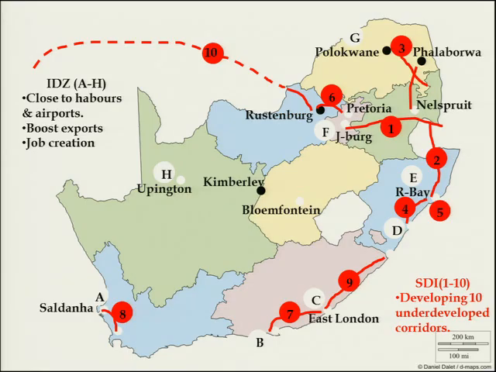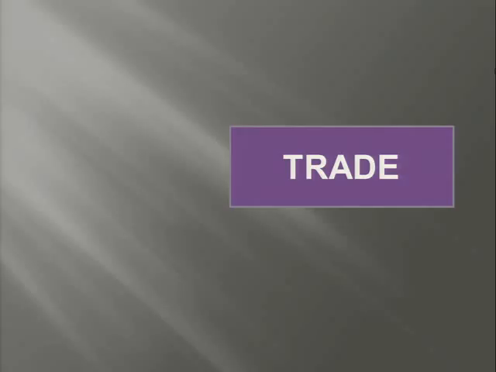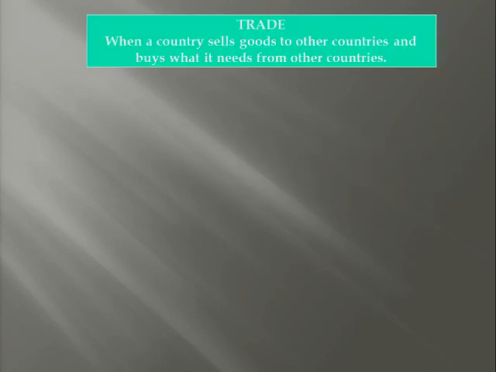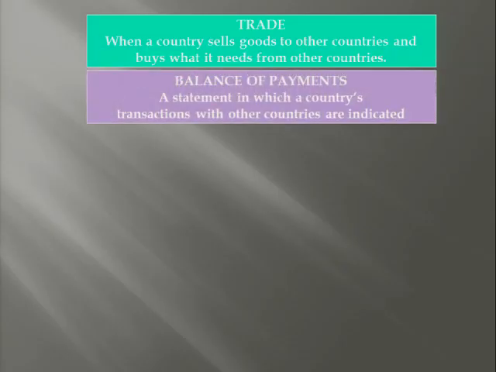With that, we are going to move on and discuss trade. We're not going to talk much about trade. We just need to understand what is trade. We say trade is when a country sells goods to other countries and buys what it needs from other countries. That is trade. Now, what is it that we need to understand?